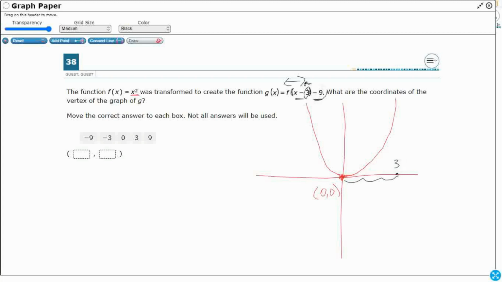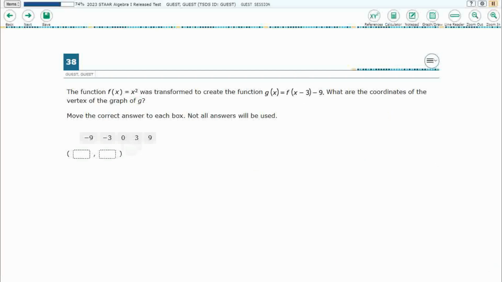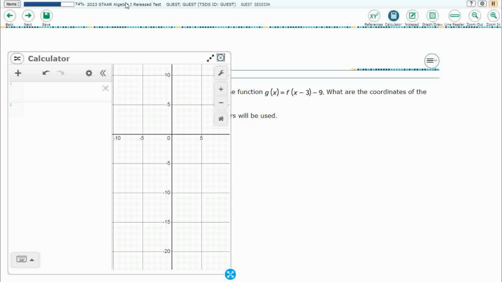Then, when we get outside, that negative 9 actually does shift it down. So outside of the parentheses shifts it up or down. So now we're going to go down to right about here. It's going to look something like this. It's going to be 3, negative 9. Now, if you're not 100% sure, let's graph this.